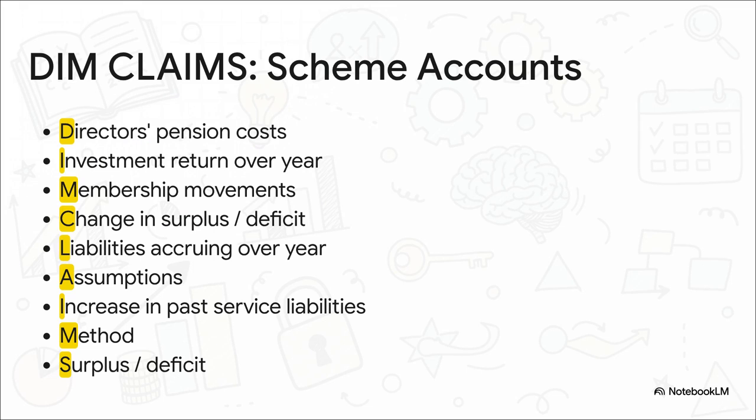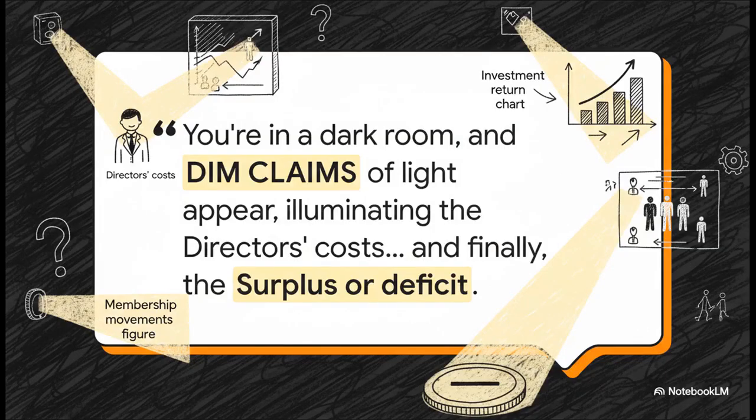We need to see the director's pension costs, the investment return for the year, any membership movements, the change in surplus or deficit, the liabilities that are accruing, all the assumptions that were used, any increase in past service liabilities, the method of calculation, and of course the final surplus or deficit. For this one, let's use a spatial memory cue.